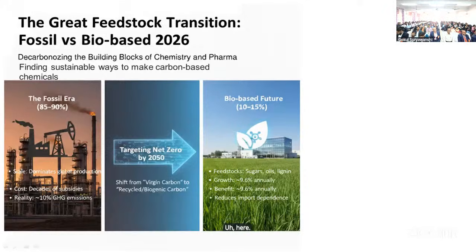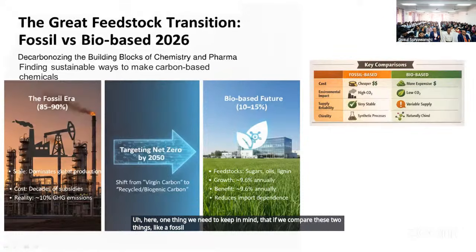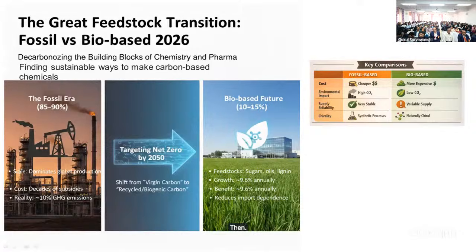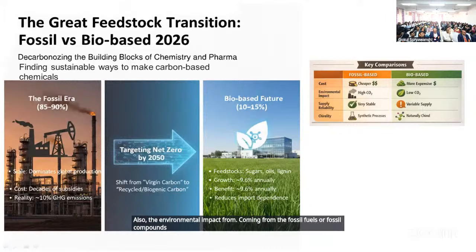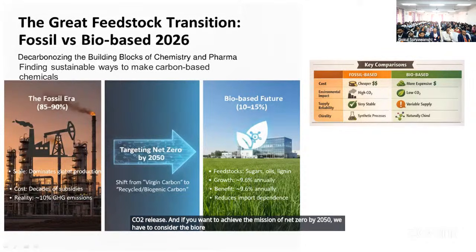Here, one thing we need to keep in mind is that if we compare these two, fossil-based versus bio-based, the cost of the fossil-based compound is cheaper, but for the bio-based compound it is slightly higher. Also, the environmental impact coming from fossil fuels or fossil compounds is very high, and it generates a lot of CO2. In contrast to that, if you use bio-based compounds, it will release less CO2. And if you want to achieve the mission of net zero by 2050, we have to consider bio-renewable resources.